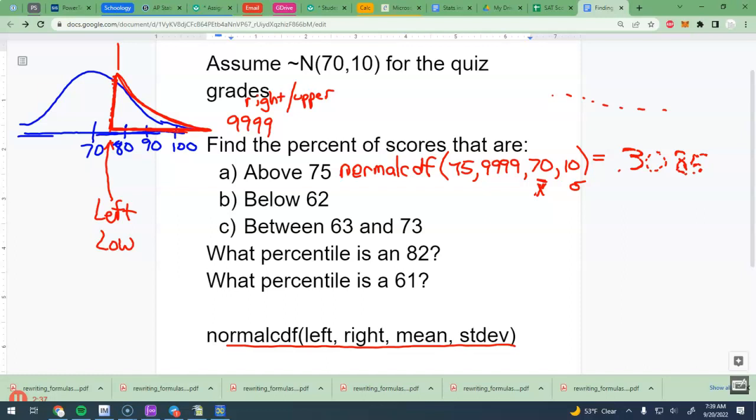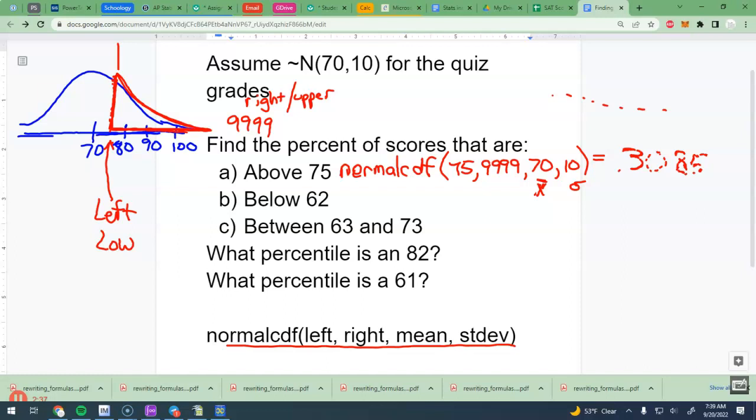You don't have commas, you just put 75, like you just put the four things you see in order. Some of you don't have commas, you get a little chart that pops up, you just put it in order. So just put 75 and then 70 and then 10. Are we okay now? Everybody got 0.3085?